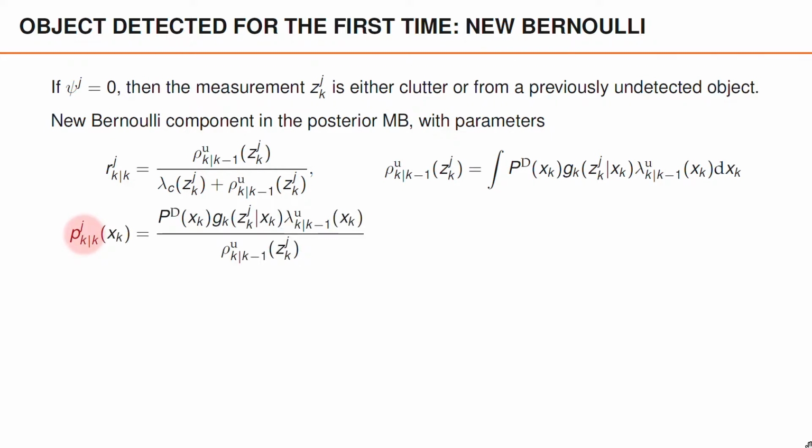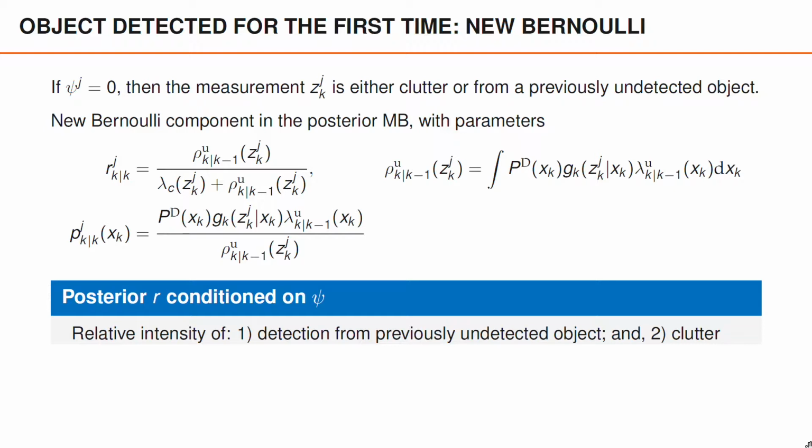The state density of the new Bernoulli is equal to the probability of detection times the measurement model g and the prior intensity, normalized by dividing with rho. So as you can see, the prior for the state density is the undetected intensity. And note that the base posterior is a density, even though the prior is an intensity and not a density. For the posterior probability of existence, conditioned on the association, we have that it is the relative intensity of the measurement being a detection from a previously undetected object and the intensity of the measurement being clutter.